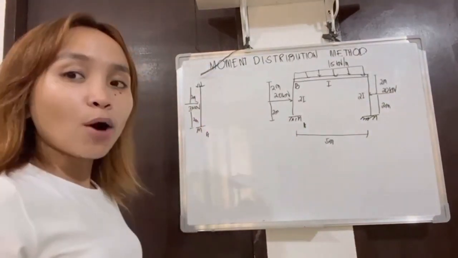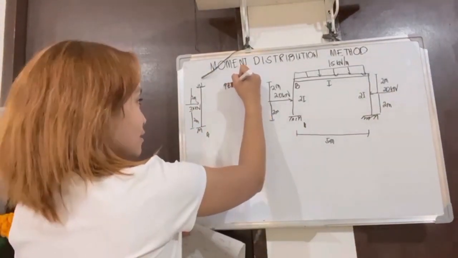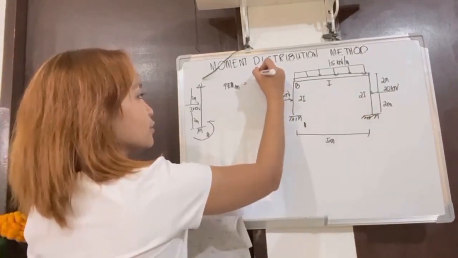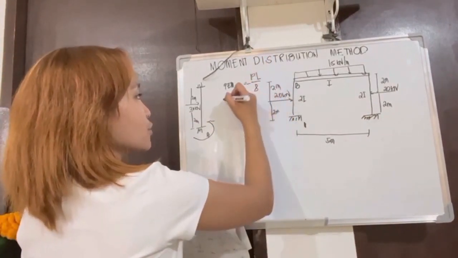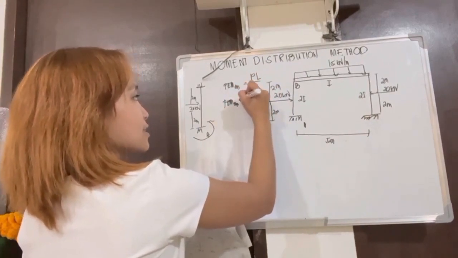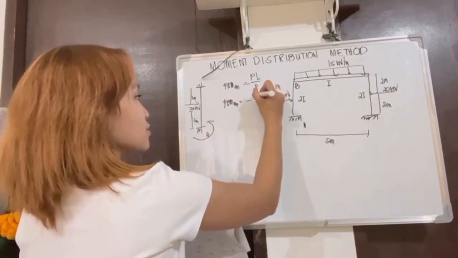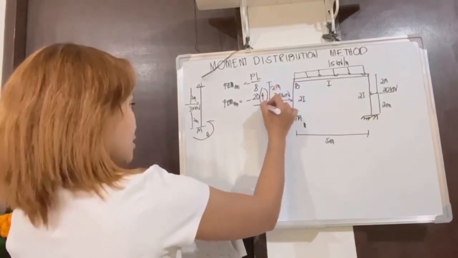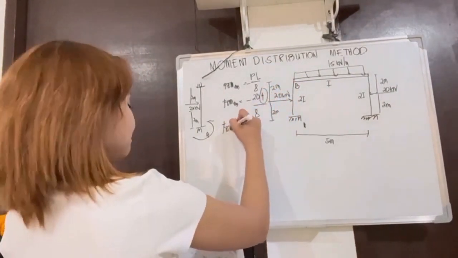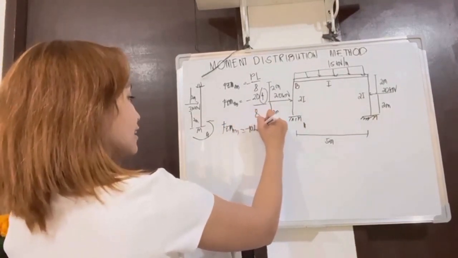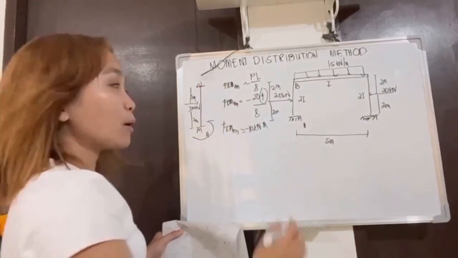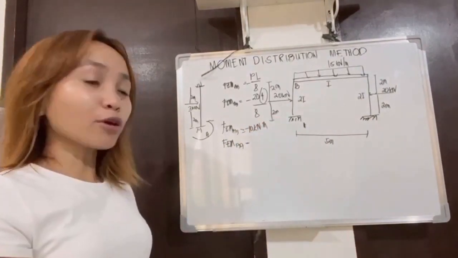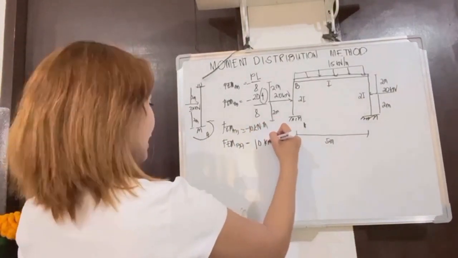So, the first thing to do is to get the fixed end moment of AB. The fixed end moment of AB, which is here. Our formula to use is PL over 8, which is negative. So, FEM AB is equal to negative. Our load here is 20, then our length is 4 over 8. So, our answer is negative 10 kN. The same way in getting FEM BA, the same formula, so we came up with positive 10 kN-m.